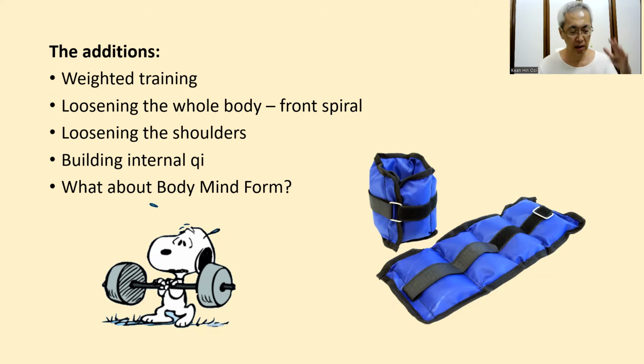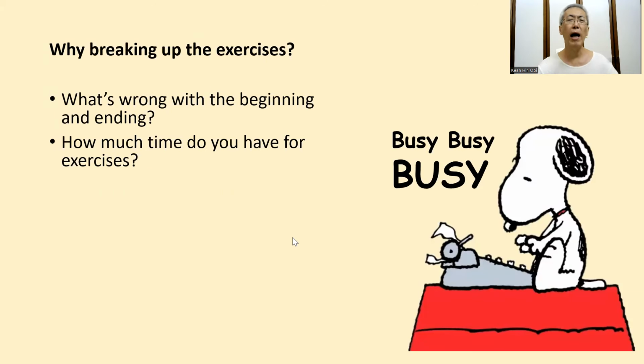Building internal chi remains as the core that we want to do. Many friends ask, why, when you teach your Module 1 and Module 2, you don't talk about body, mind, form? The reason is very simple. I'm going to explain later on. There's nothing wrong with body, mind, form, but an efficient practice of body, mind, form requires you to go through exercises 1 to 10. It'll take you maybe about an hour minimally. An hour is actually rushing through. How many people can afford to practice 1 hour a day? How many? Very, very few. So why are we breaking up the exercises? Why?